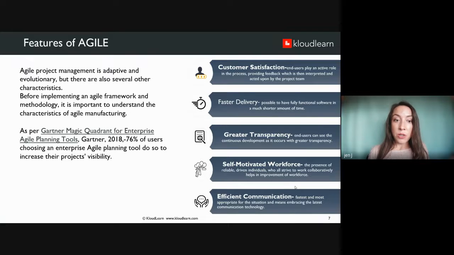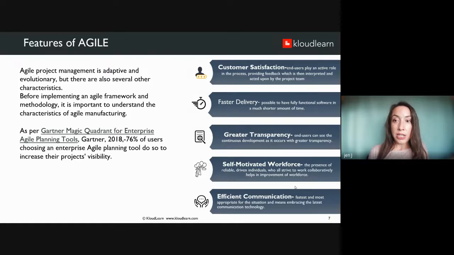As per the Gartner Magic Quadrant for Enterprise Agile Planning Tools in 2018, about 76% of users choosing an enterprise agile planning tool do so to increase their project's visibility. Here are some other features of Agile.